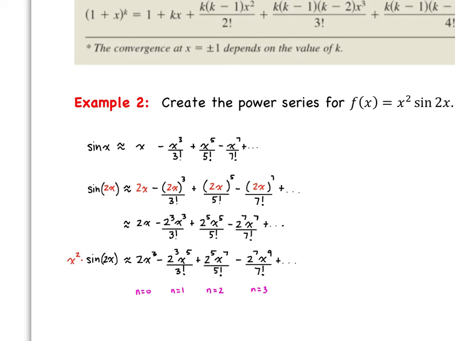So I want you to see if you can come up with the power series for x squared times sine of 2x. The fact that it's alternating, we know we're going to have negative 1 to the n. What about this 2? What's 2 going to be raised to? What's x going to be raised to? And what's our denominator factorial going to be? Go ahead, give it a try. When you're done, come back and check your answer.